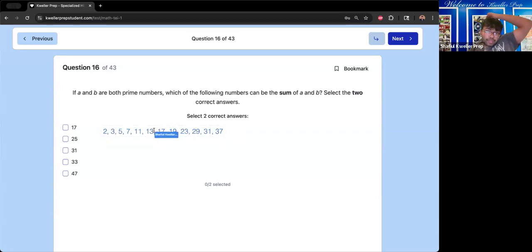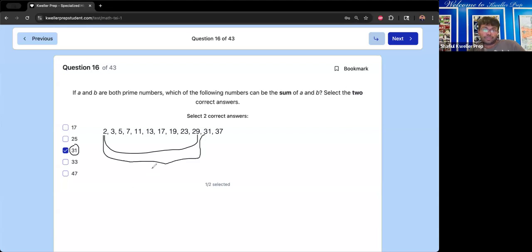Now we just have to find if we add two prime numbers, which is the sum of A and B. So looking through, 29 plus 2 is 31. Yeah, so that's one. So is 31 plus 2 actually. 31 plus 2 is 33. So the answer should just be 31 and 33.